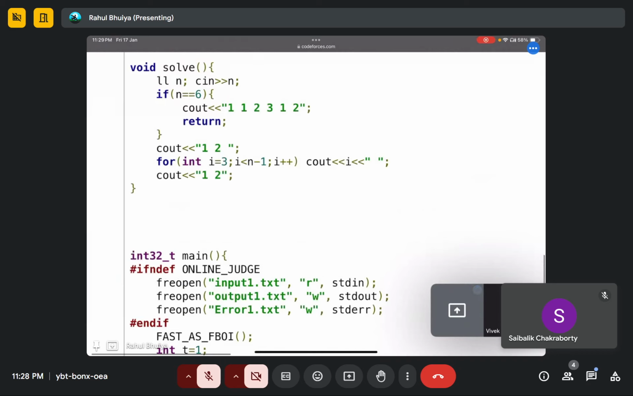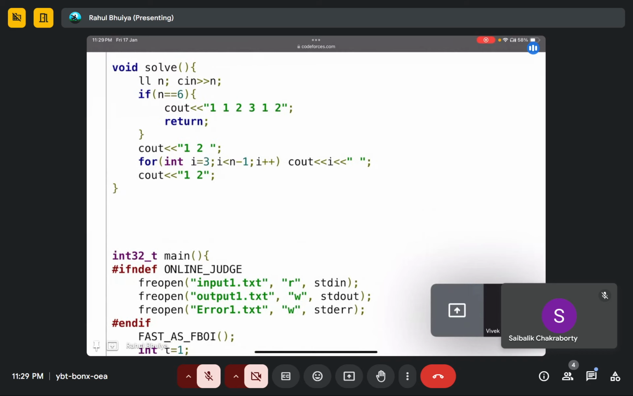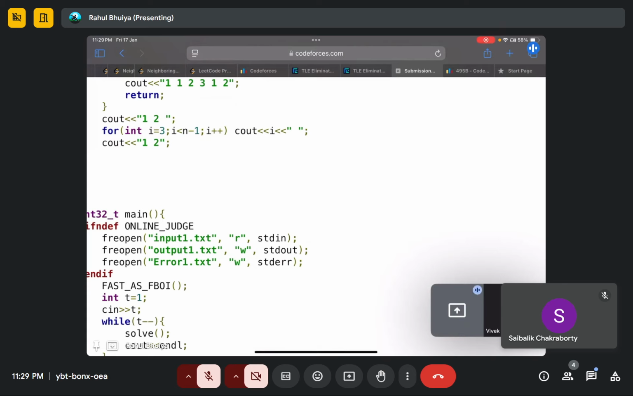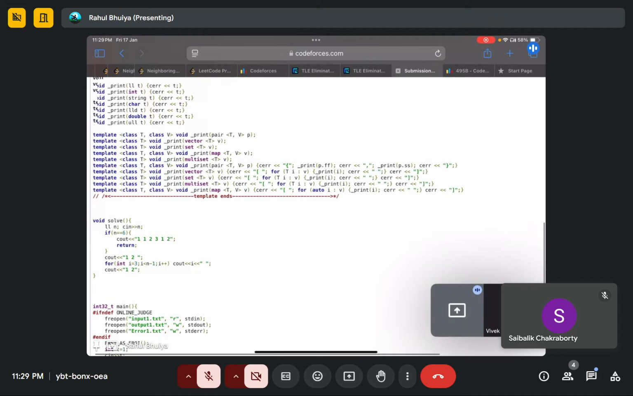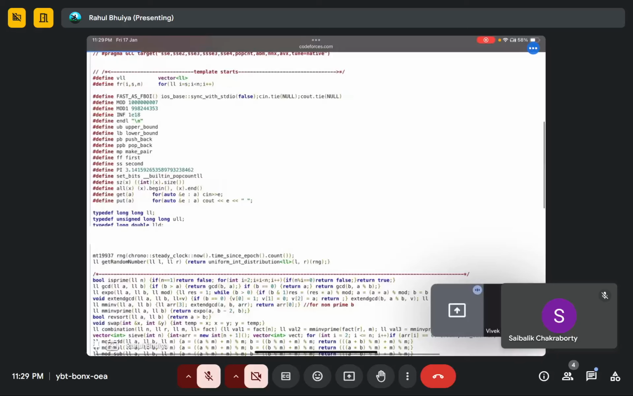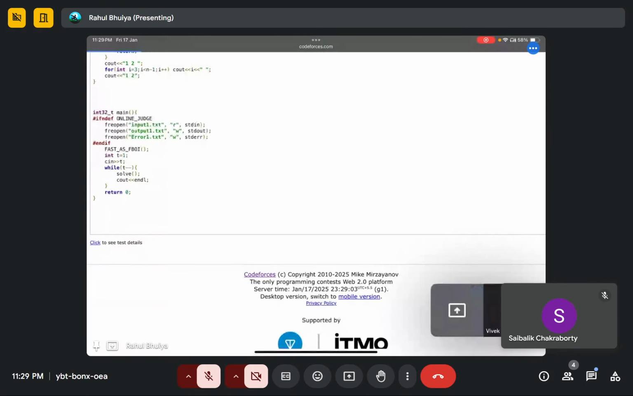So here is the implementation. If n equals 6, I'm printing the special sequence. Otherwise, I'm first printing 1, 2, then these numbers 3 to n, then again 1, 2. The total sequence length will always be 2n minus 4. So every time a sequence of 2n minus 4 will come. The only edge case was 6, which we dealt with separately, and otherwise 2n minus 4 will always be greater than n.